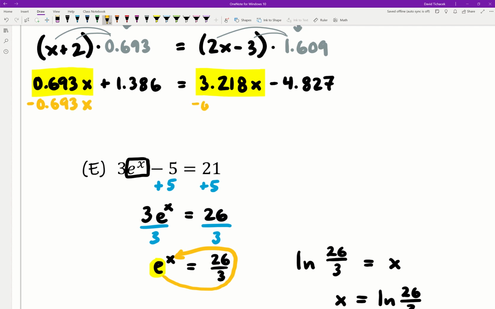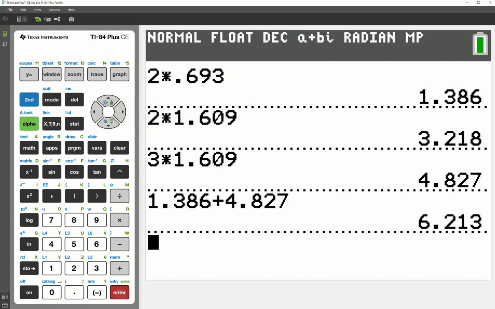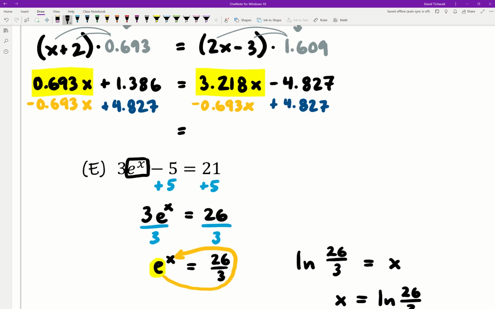And so we can do that easily by subtracting the 0.693x from both sides. And then we'll just go ahead and knock out 2 birds with 1 stone here. We'll just add the 4.827 to both sides. And then we'll use the calculator to keep track of what these decimal numbers are going to turn out to be. So on the left-hand side, we're going to have those 2 numbers added together. So that's going to be 1.386 plus 4.827. And that's going to give us 6.213.